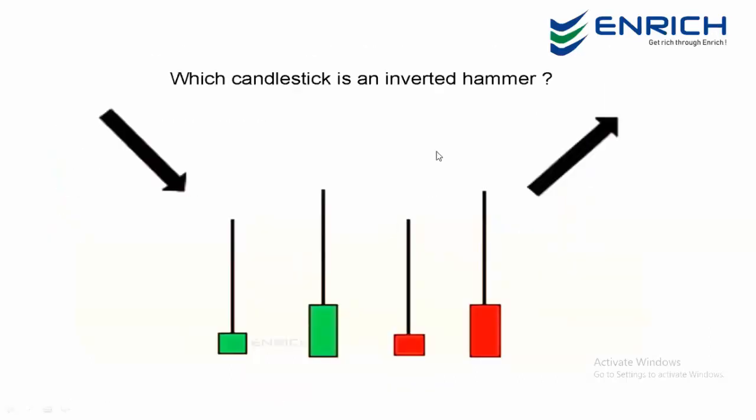So likewise, as I said about the hammer, make sure that the body and the wick are relatively compared. The wick should be 2 times the size of the body. So which candlestick is an inverted hammer here? All these candles are inverted hammer candles. Make sure you check the trend. It should come after a downtrend. And when you see an inverted hammer or a hammer, the trend moves to a bullish reversal.